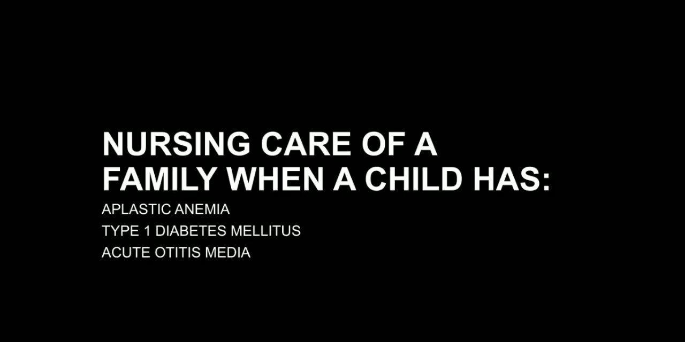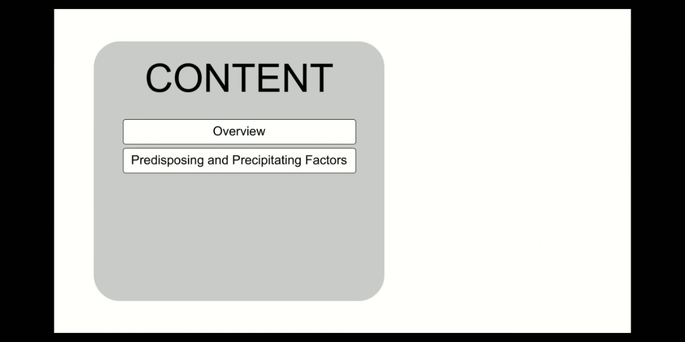Good day. Today I'll be sharing with you a video lesson about nursing care for a family when a child has aplastic anemia, has type 1 diabetes mellitus, and also acute otitis media. Now for today's video lesson, we will only be focusing on the following.